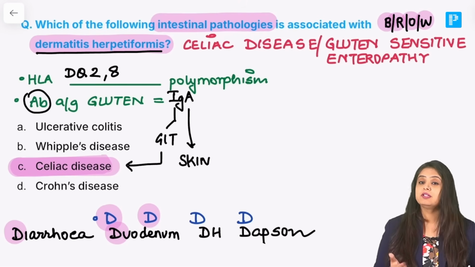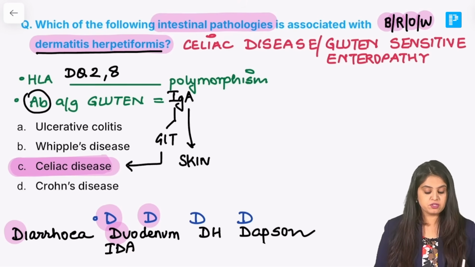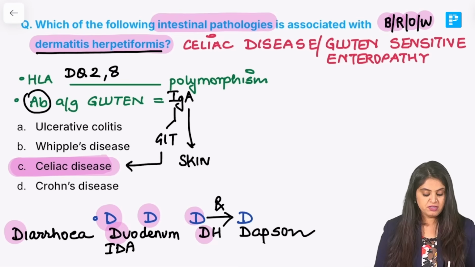So of course duodenum is the place where iron gets absorbed. Iron would not be absorbed, patient will have iron deficiency anemia. The same disease can be associated with skin disorder, that is dermatitis herpetiformis, and for the treatment of dermatitis herpetiformis, we have dapsone, and that is how we had learned celiac disease.